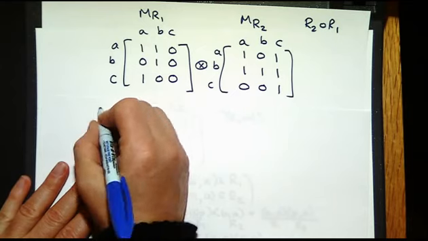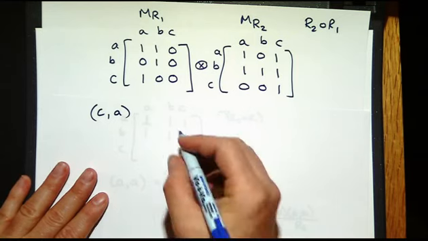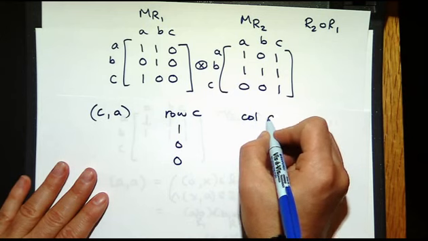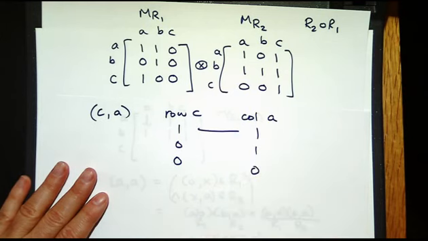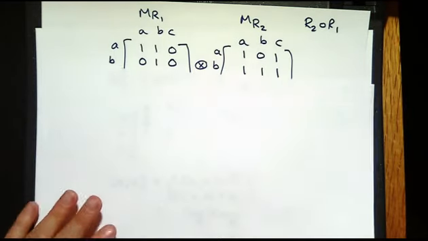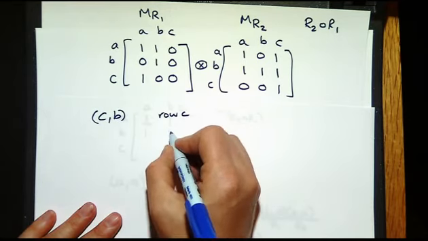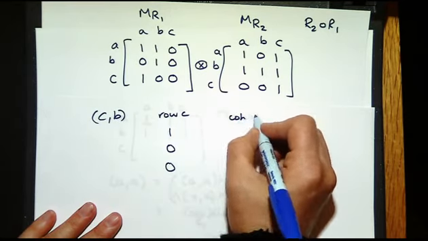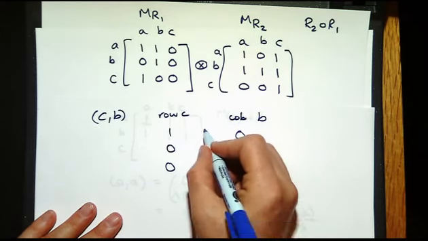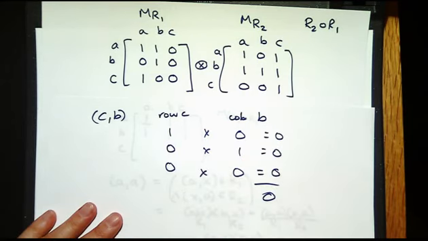Okay, so now we want to get CA. That's going to be a 1. Can everybody see that? So again, row C, 1, 0, 0. Column A, 1, 1, 0. This one's going to give me a 1. Now CB is where we're going to get a 0. So column B is 0, 1, 0. So if I multiply each of these, I get a 0 in all cases, and those all OR together gives me a 0.